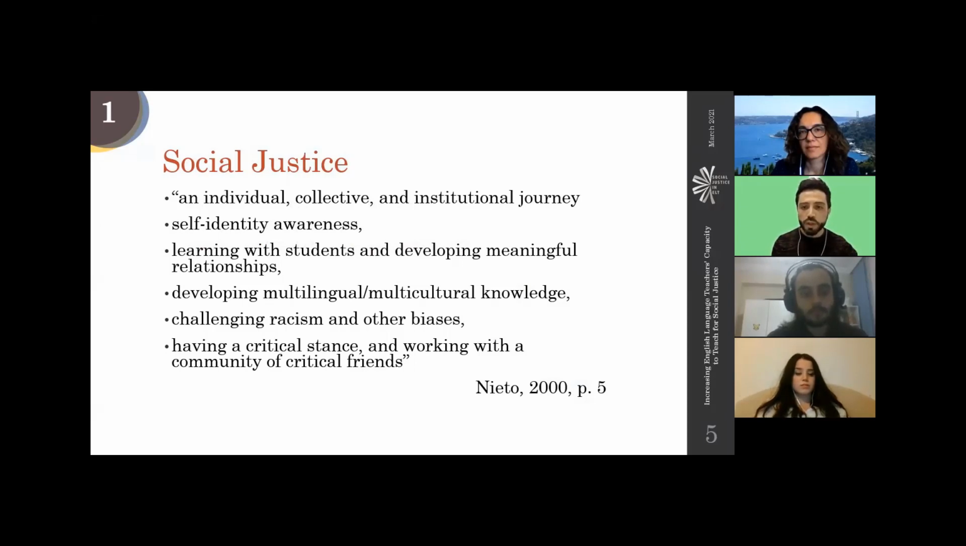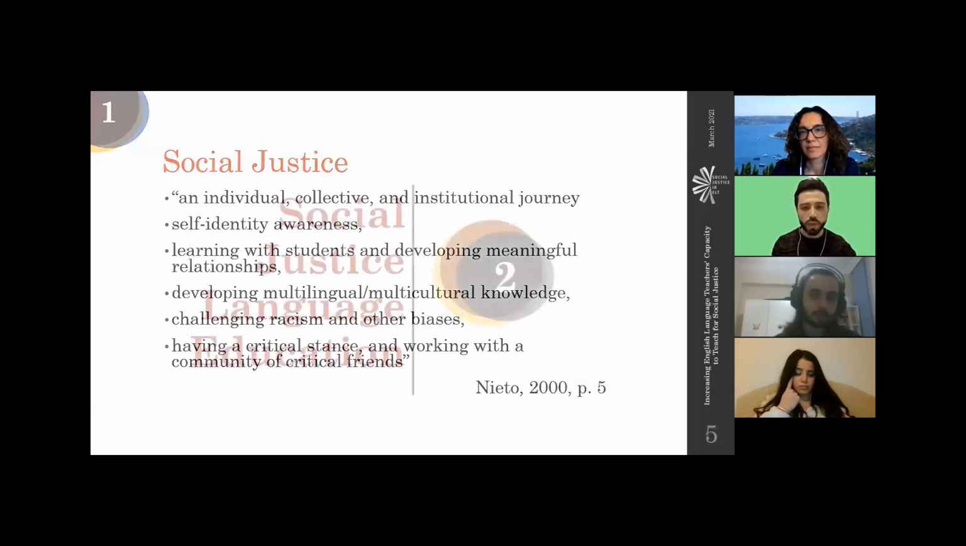It is also about learning with students and developing meaningful relationships with our students and our community. It develops multilingual and multicultural knowledge. It challenges racism and other biases that exist in our immediate and other communities. It also focuses on having a critical stance and working with a community of critical friends as well.